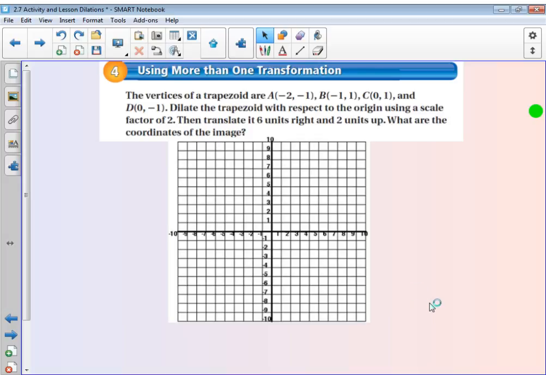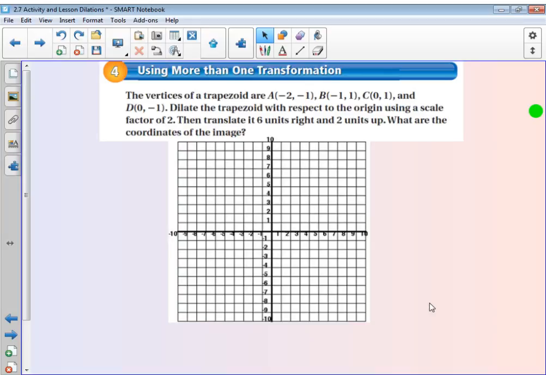Okay, this is another part of our dilation lesson. In this one, we're going to be using more than one transformation. So in this situation, we'll be working with translations, reflections, rotations, or our new one, which is dilation, which is when we enlarge or shrink down a figure.